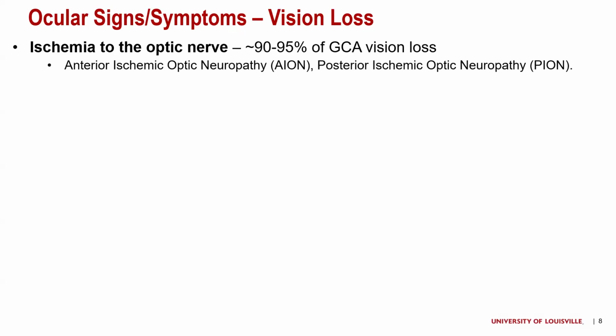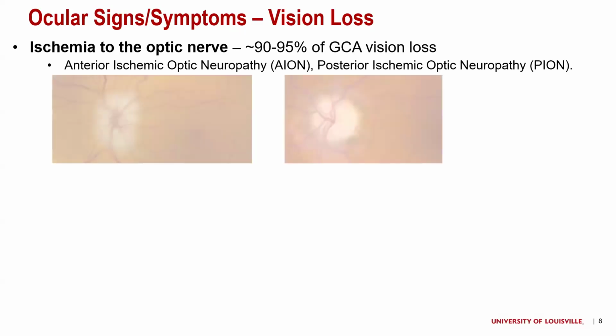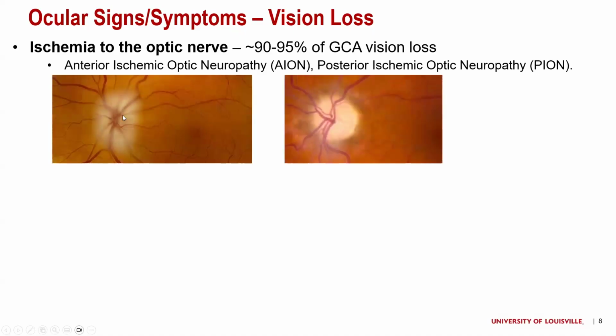There are two types of vision loss from ischemia to the optic nerve. There's anterior ischemic optic neuropathy, and then there's also posterior ischemic optic neuropathy, which is much rarer. So here are some pictures of two optic nerves. On the left side, you can see an optic nerve with blurred margins, a patient with optic disc edema, and specifically pallid optic disc edema. And then on the right, you can see a nerve that is very pale, has a chalky appearance, which shows that this nerve has had nerve damage.